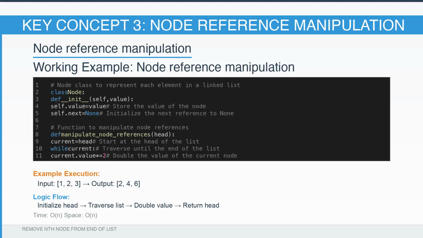Each node holds a value and a reference to the next node in the list. Think of it like a train where each car represents a node, and the connections between them are the references. In the Manipulate Node References function, we begin at the head of the list. As we traverse through the nodes, we double the value of each node.